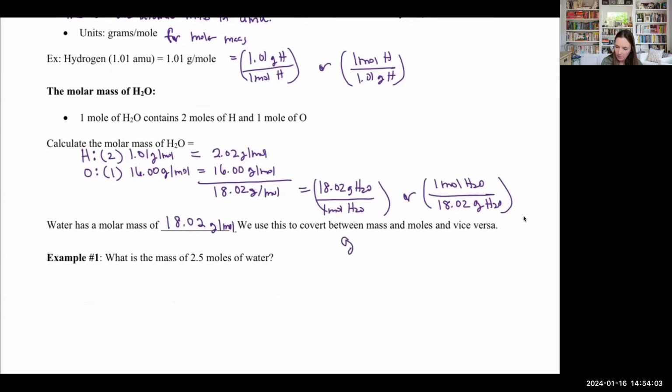So grams to moles or moles to grams, we use molar mass as the conversion. And we have to get the molar mass from the periodic table. Questions?